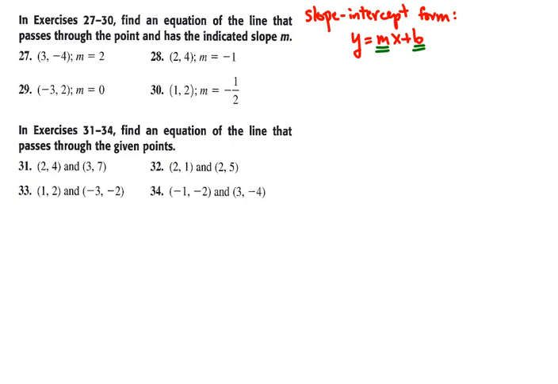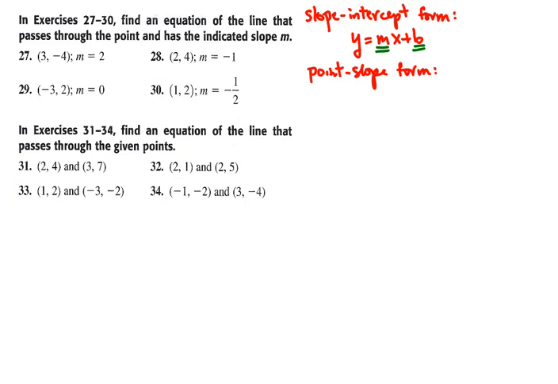And it's easy to graph when we have that. We can just plot the y-intercept and then use rise over run, or the change in y over the change in x, to find any other points that lie on that same line.